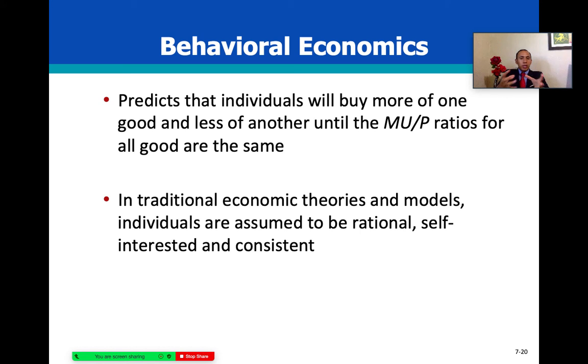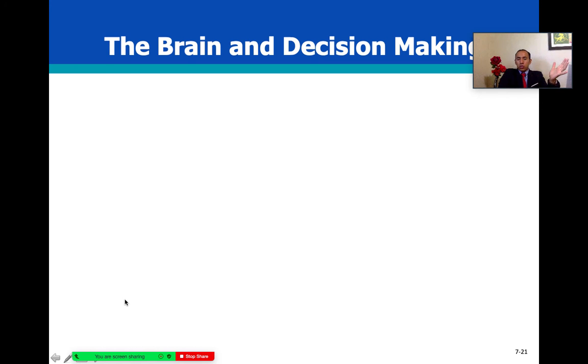So in traditional economic theoretical models, most individuals are assumed to be rational, self-interested, and consistent. Behavioral economics often shows that sometimes individuals are not that consistent and may not be fully rational and may behave a little bit differently given the situations and given the behavioral brain conditions of that person.